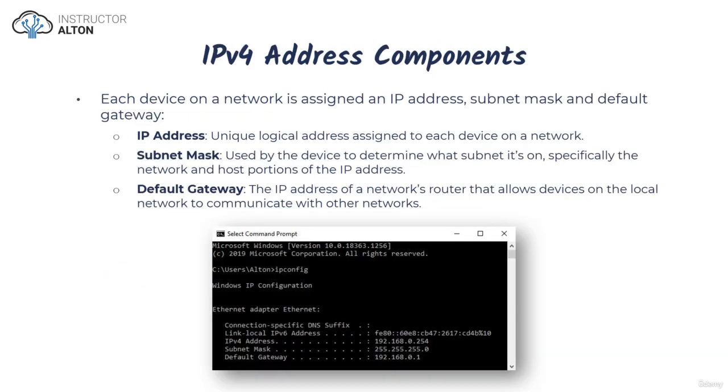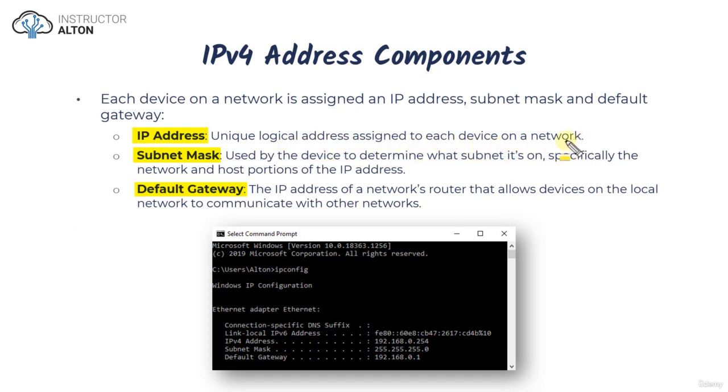Okay, let's take a look at one more slide, and let's talk about the different types of addresses that you're going to see assigned to a system. For a device on a network, you're typically going to see an IP address, a subnet mask, and if we need internet access, a default gateway. Again, the IP address, we've already talked about this. This is the unique logical address that's assigned to each device on the network.